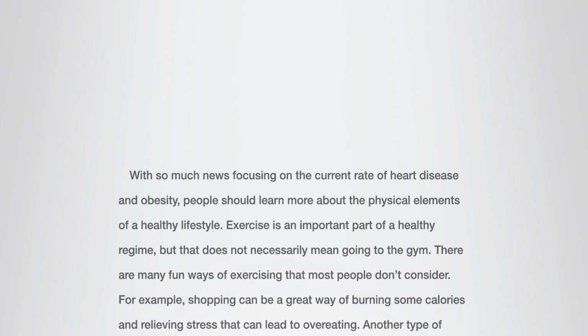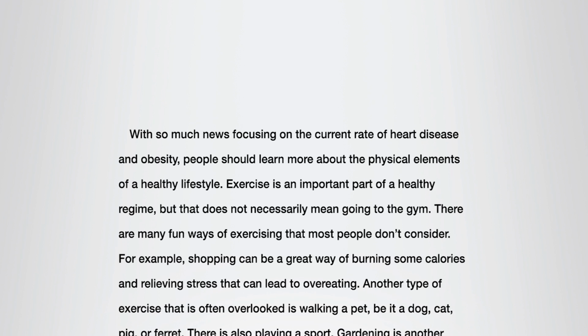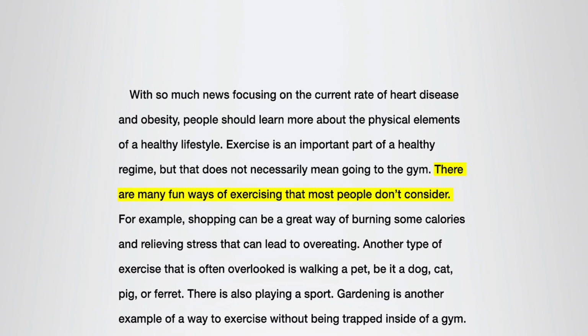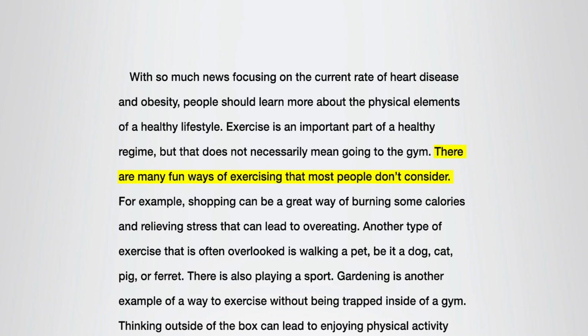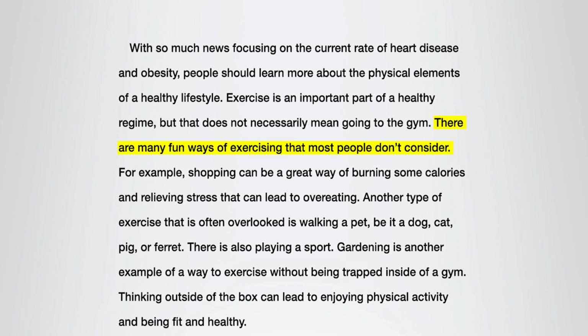Each example must have supporting details where more specific information is provided before the writer moves on to another example. Look at this piece of writing. Notice the writer has several interesting examples to support the point that there can be fun ways of exercising outside of the gym, but there are no details explaining how each example supports the writer's point.